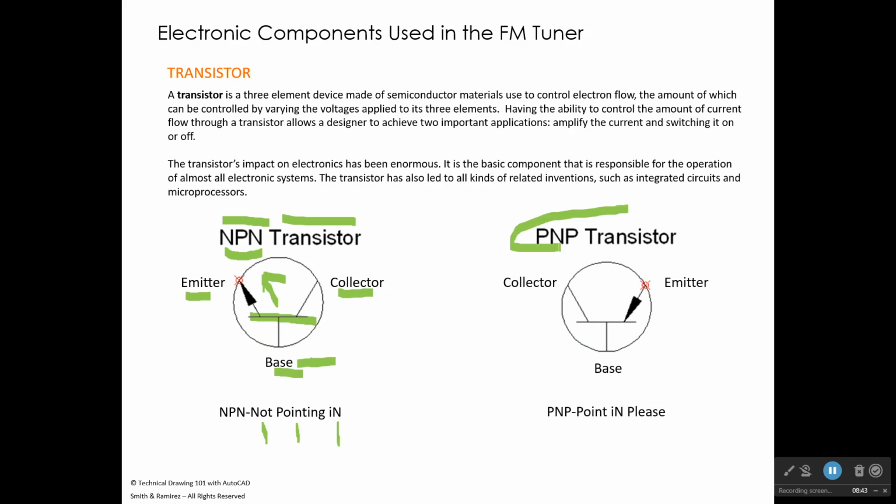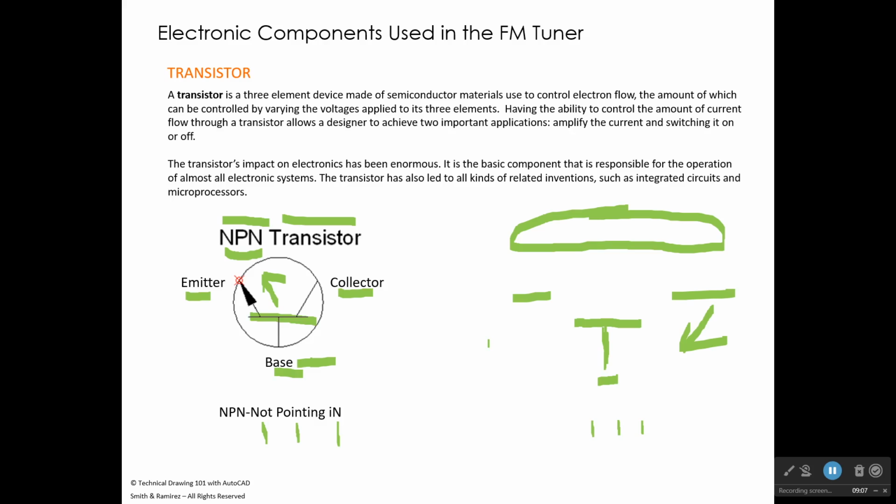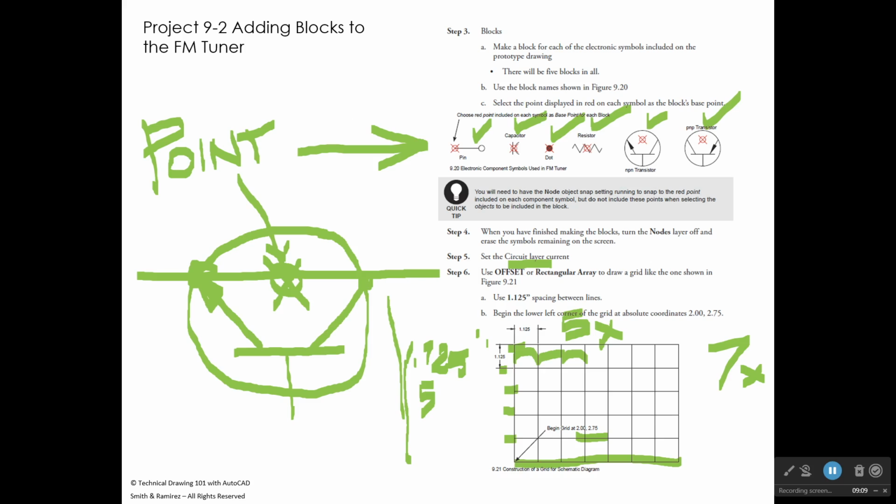Now over here we have a PNP transistor, and you'll see that the arrowhead, which is called the emitter, is pointing toward the base right here. This is the collector, and the base would be this line coming off right here. The way they remember this one, they say "point in, please." Okay, so PNP and NPN. Now that may seem a little corny, but it does work pretty well.